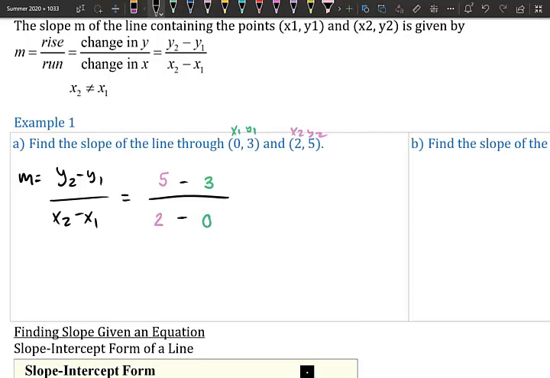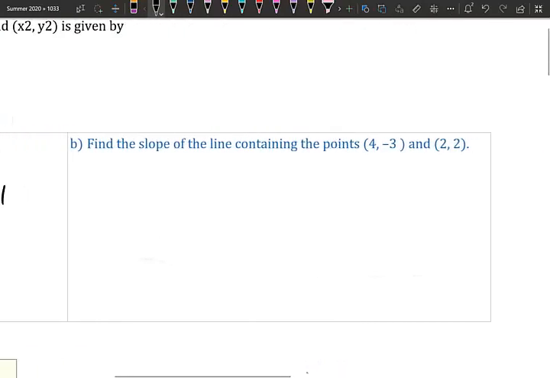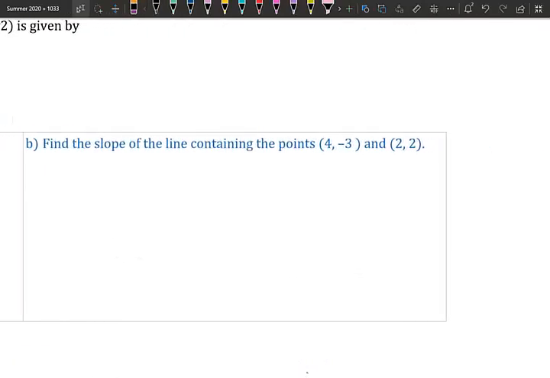Let's go ahead and simplify. We have 5 minus 3 is 2. 2 minus 0 is 2. And 2 divided by 2, always simplify fractions, it's 1. So our slope is 1. And that's the same thing as 1 over 1, but we just say 1. Alright, you know slope. You've done this before. Go ahead and pause this and try B.